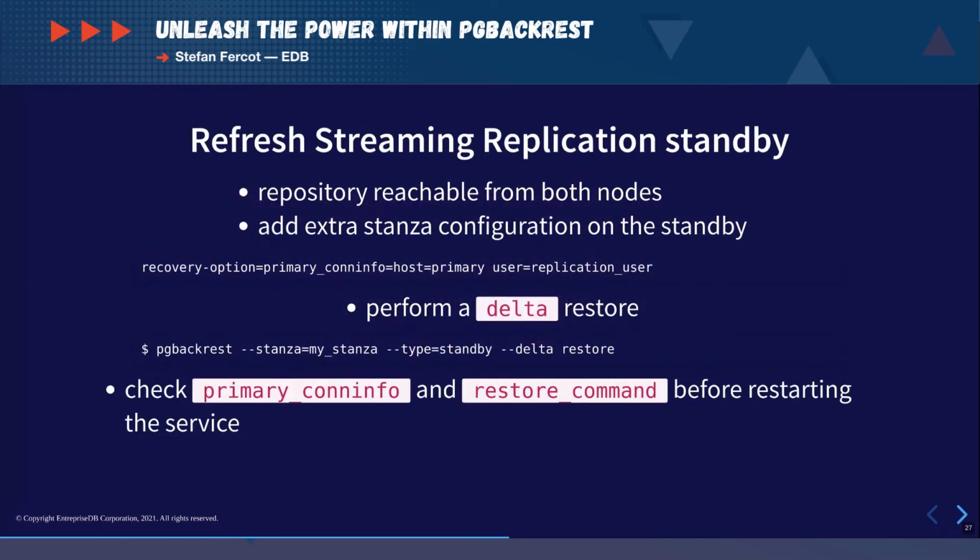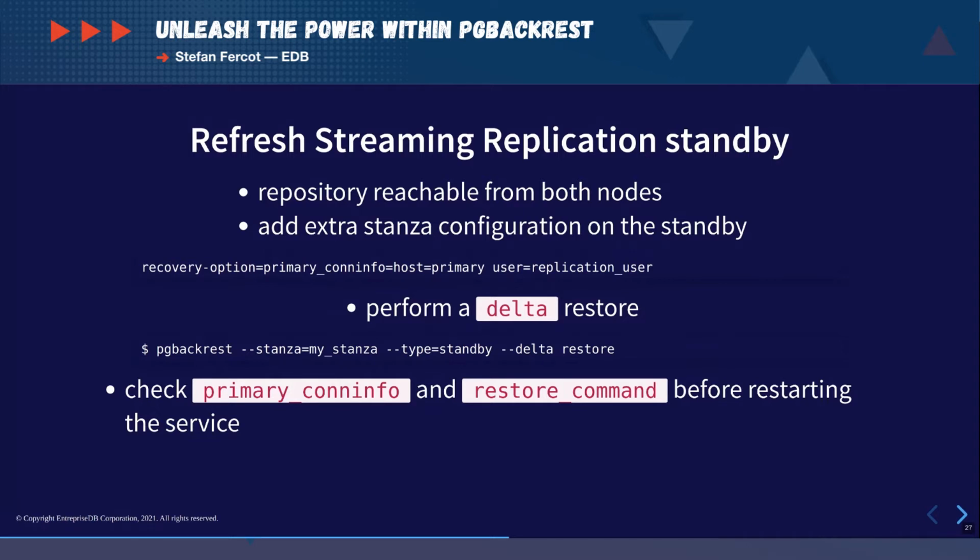pgBackRest is very handy when you have multiple Postgres hosts inside the same replication cluster. I mean, primary and standbys. Usually when you have a standby server and it's lagging too far behind the primary, you have to refresh it. But you probably don't want to take a new complete copy of your primary. So you could use your point-in-time recovery backups to refresh your streaming replication standby, or even create a new one.